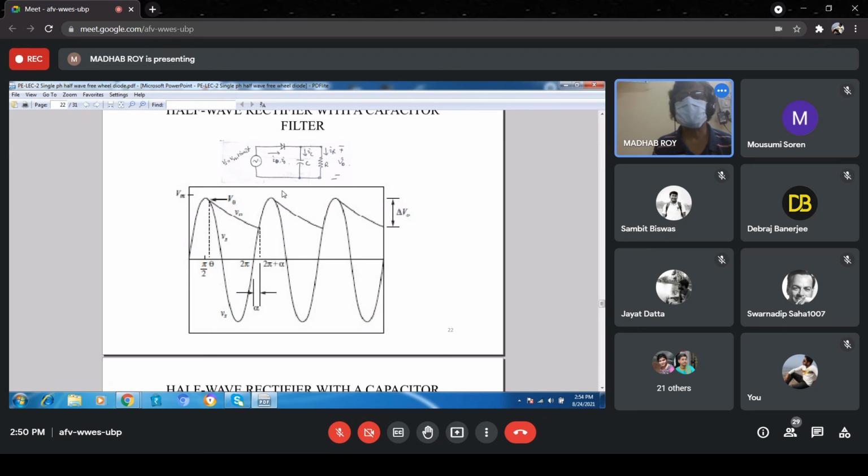From this portion to this portion. What will be the work of this? Because this circuit will be off, because this will be open. So in that case, the charge stored in the capacitor will be discharging through the resistance. Got my point?